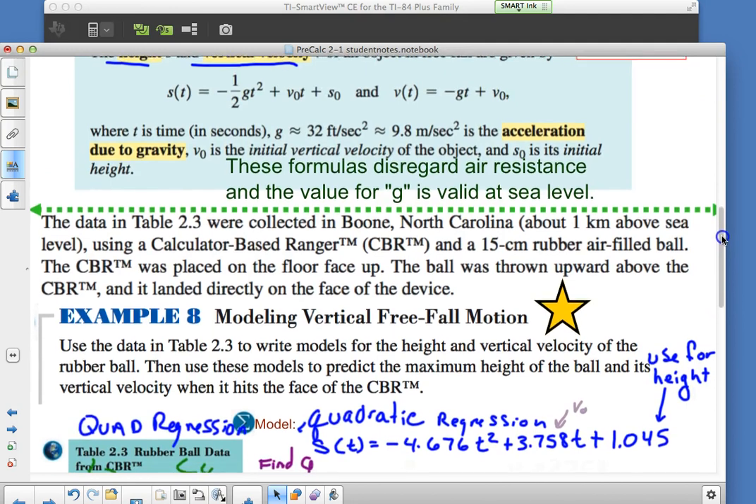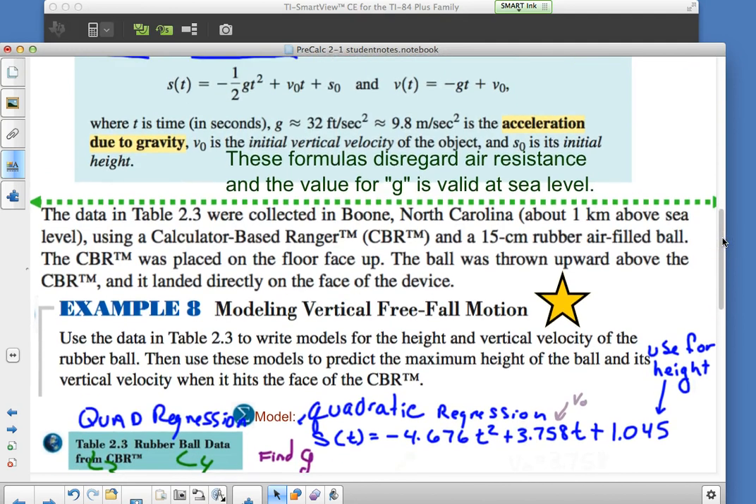If I look at this equation, if I was going to find G, I need to use the fact that my leading coefficient, the idea of this right here, I've been circling with my finger and it didn't work. I'm not sure why. Okay, -1/2 G is equal to my leading coefficient in my quadratic regression. Okay, so that's how, and then I've got to pay attention to my V0.